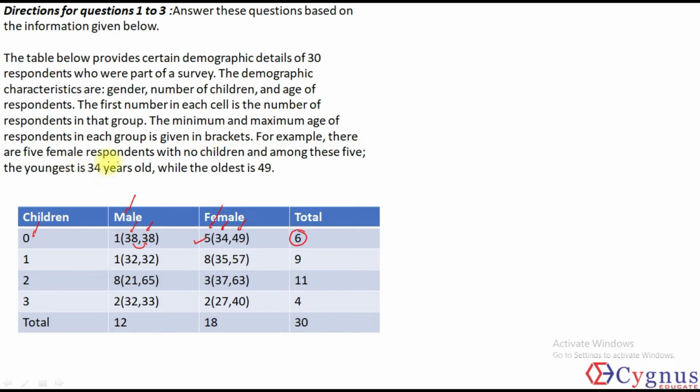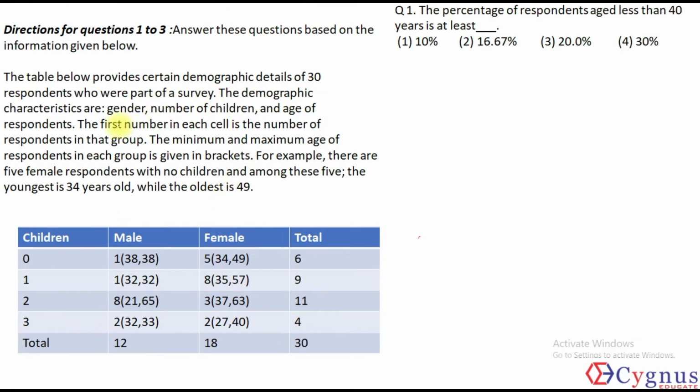For example, there are 5 female respondents with no children. No children means 0. We'll take an example of this one: 1 child. How many females responded? 8. The 8 females who responded that they have only 1 child, and the minimum age would be 35 and the maximum would be 57. So I can say that out of these 8 people, at least one person would be 35 years and another would be 57 years. Fine. So the distribution is given in terms of males and females. Let's look at the questions here.